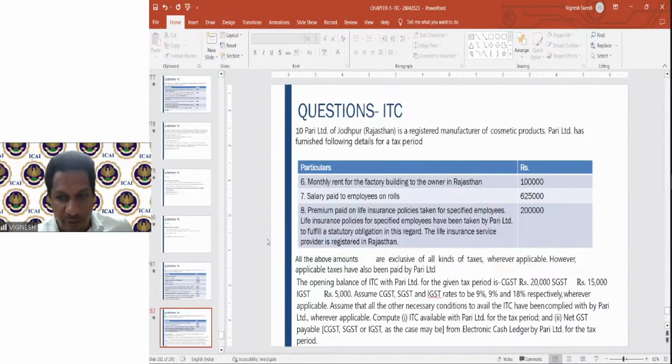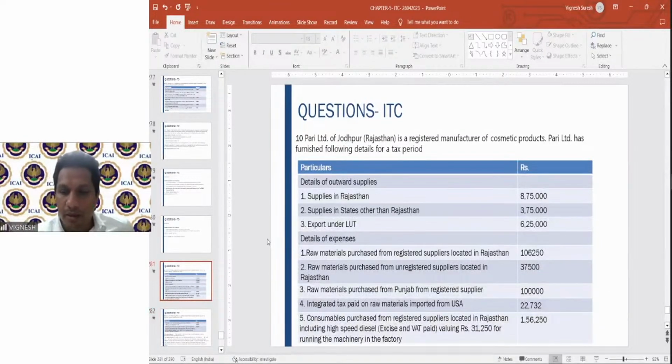Again, very exhaustive problem. This you have to try to do now because you have worked out enough number of problems. Compute ITC payable, net GST payable. Compute the ITC payable and net GST payable. So how you have to work out again? Let us go one by one. We are asking input first.